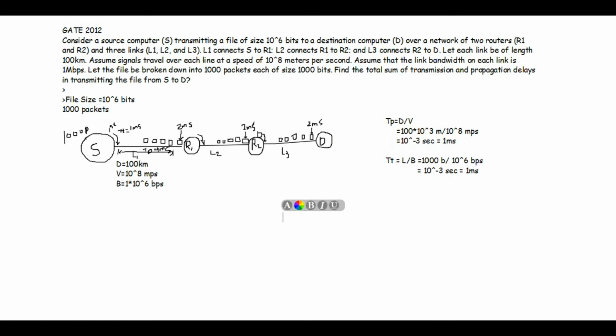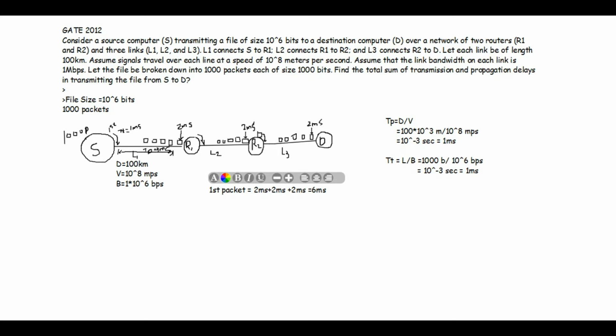Okay, so when we calculate this, the first packet will take 2 milliseconds from sender to router 1, then again 2 milliseconds from router 1 to router 2, and then from router 2 to destination it is again taking 2 milliseconds. Okay, so it means the first packet is taking a total of 6 milliseconds to reach from sender to destination, and then there are 999 remaining packets, which are following the first packet, means they are just coming one after another.